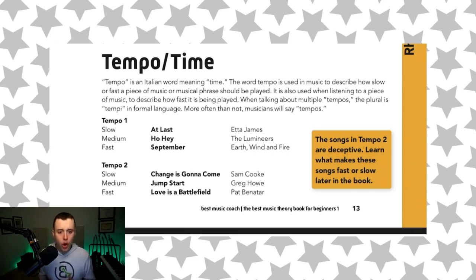It's moving quite quickly. Now we're going to listen to 3 more examples where it's not going to be quite so obvious how fast the piece of music really is. So let's start with an easy one. Go down and listen to A Change Is Gonna Come by Sam Cooke. Pause this, go listen, then come back. Okay, now listen to Jump Start by Greg Howe. Pause this, go listen, come back.